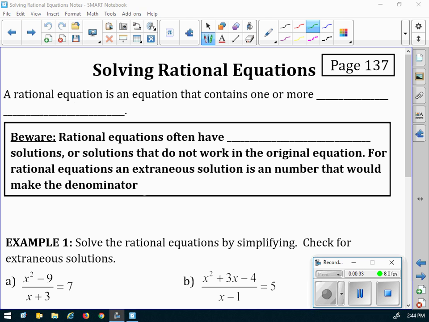Now, solving rational equations. All that's going to look different now is you're going to have an equal sign. That's why it's going to be called an equation, because it's got an equal sign in it. A rational equation is an equation that contains one or more rational expressions. Rational equations often have extraneous solutions, or solutions that do not work in the original equation. For rational equations, an extraneous solution is a number that would make the denominator zero.